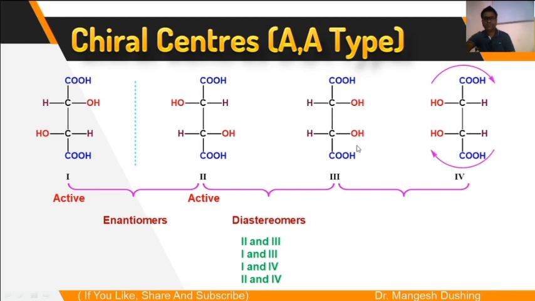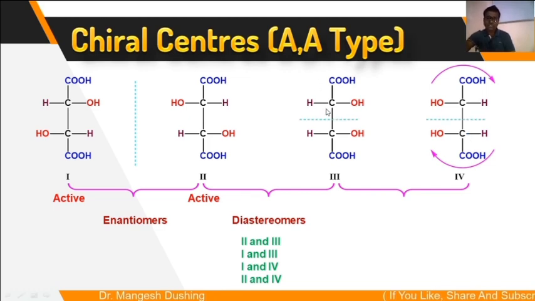OH reflects as an OH. This is the mirror image of this OH, and this is the mirror image of this H. So these two compounds are the mirror images of each other. If you rotate this molecule by 180 degrees, then both OH groups come toward the right-hand side. So these are superimposable mirror images.